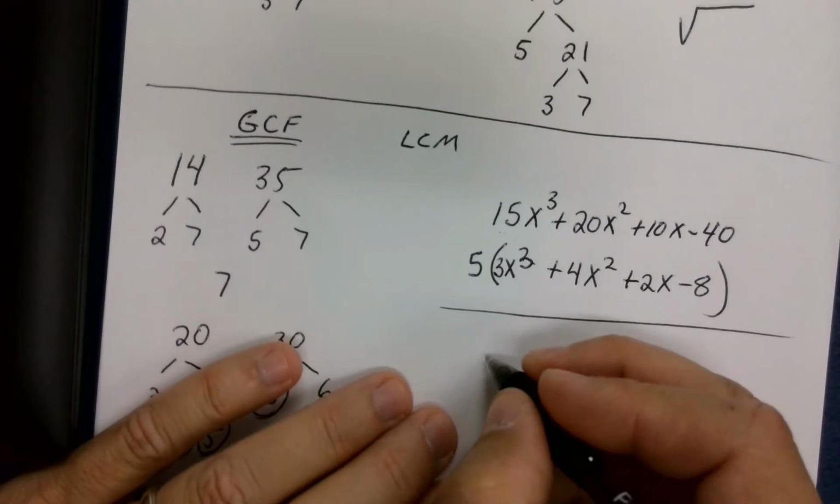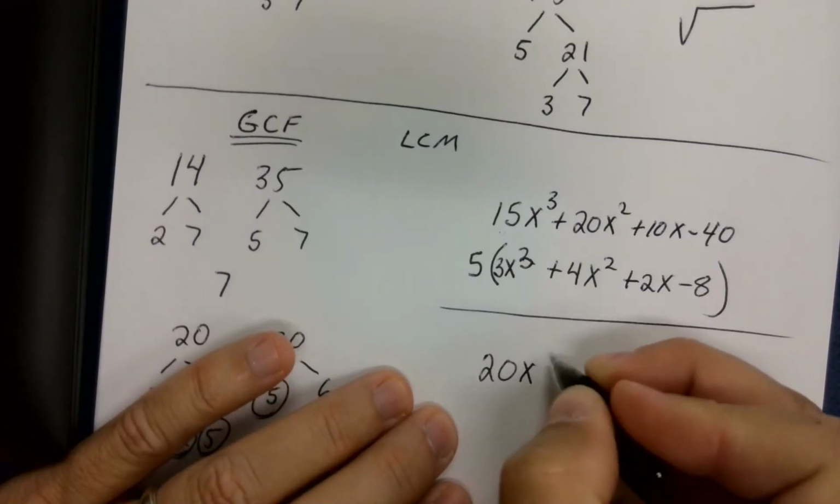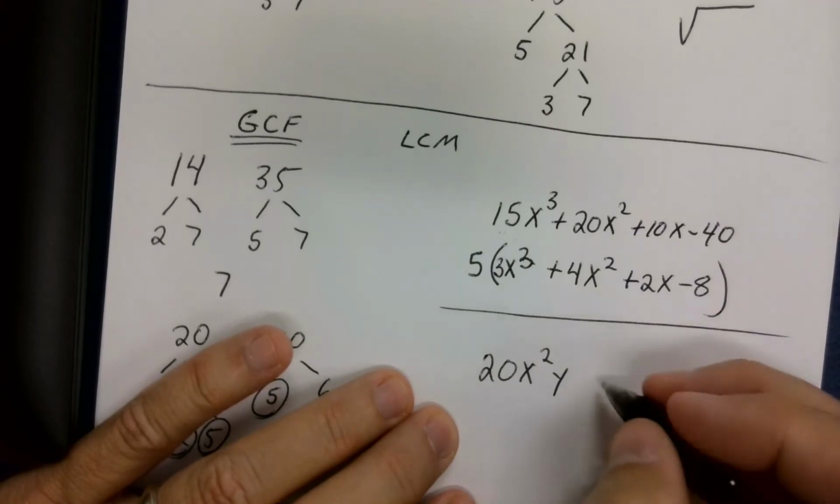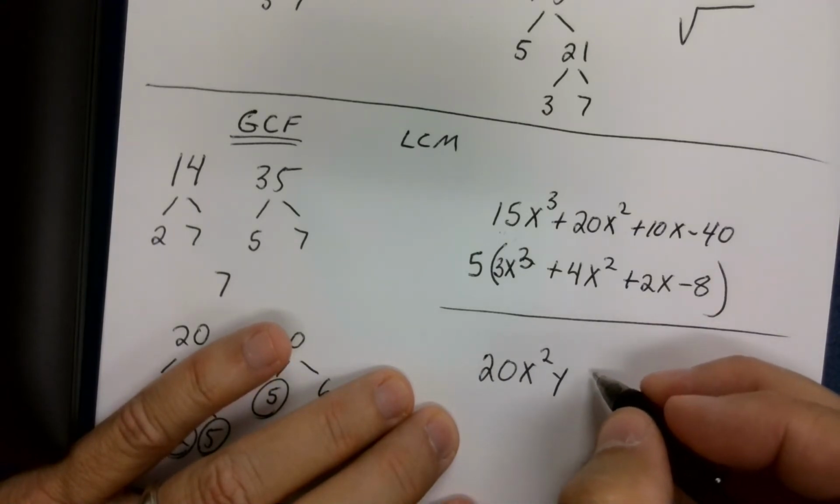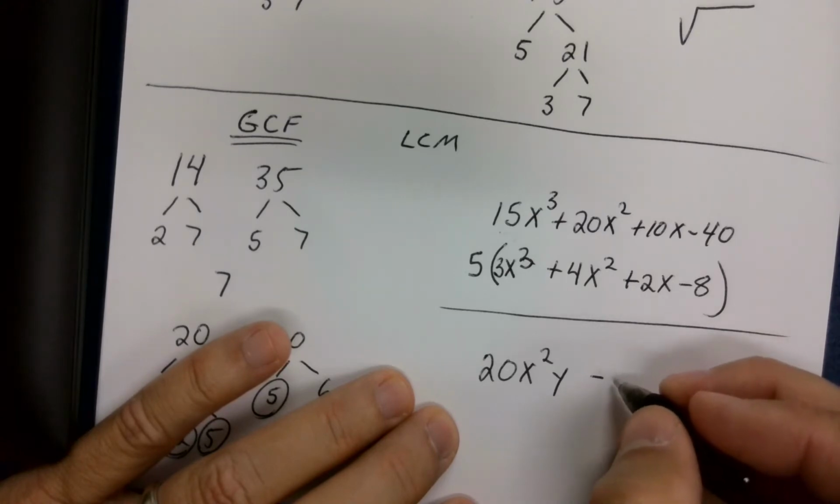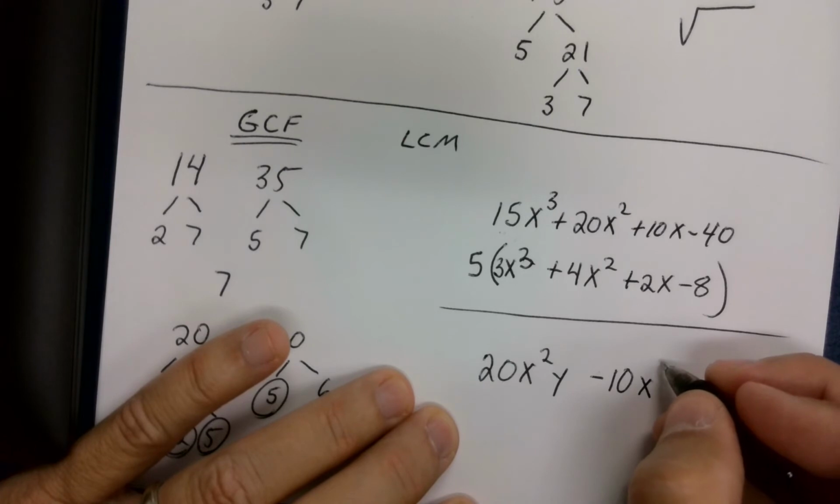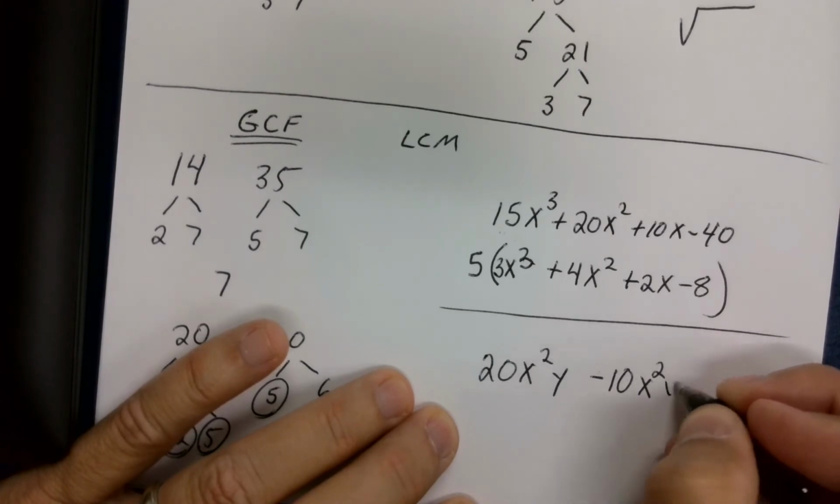Okay, so let's take this. Let's go 20x squared y. Ooh, put another letter in there. Don't let that scare you. It's just a letter just hanging out. Minus 10x squared y.